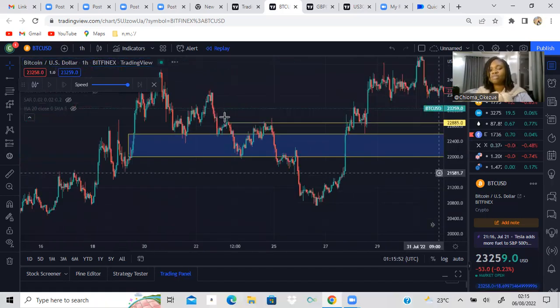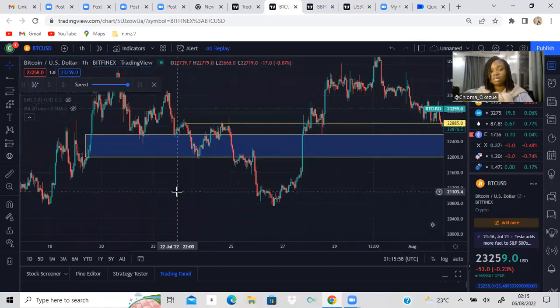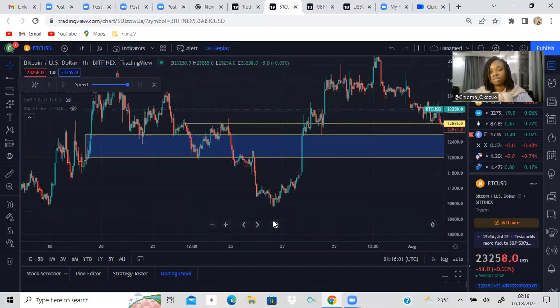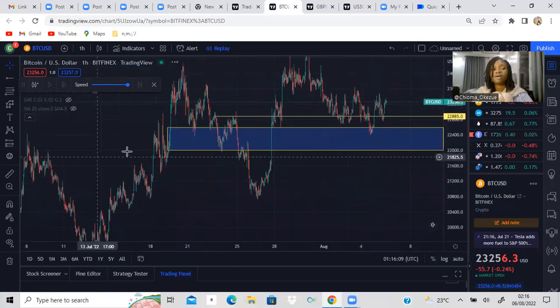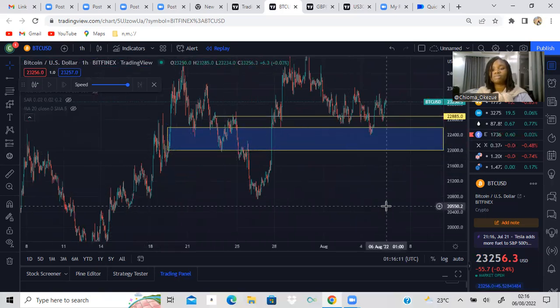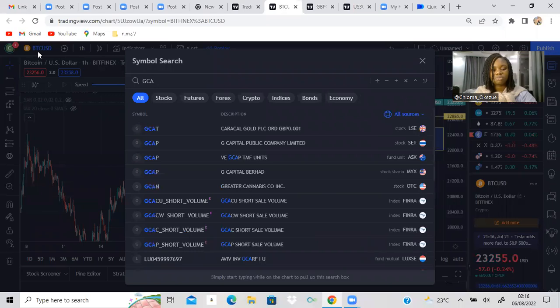Now, even without moving this, a broken support becomes a resistance, and a broken resistance becomes a support. So even if I take this thing all the way back, you will see how price has been reacting around the zone. This is crypto. Now let's look at FOREX. I'm not going to take much of time.